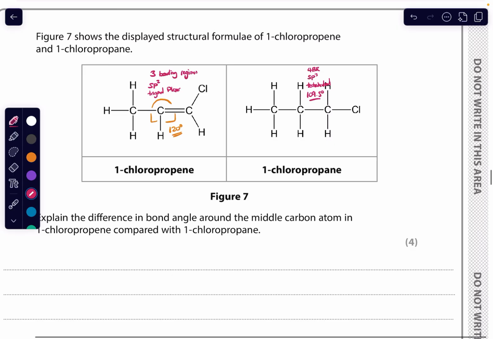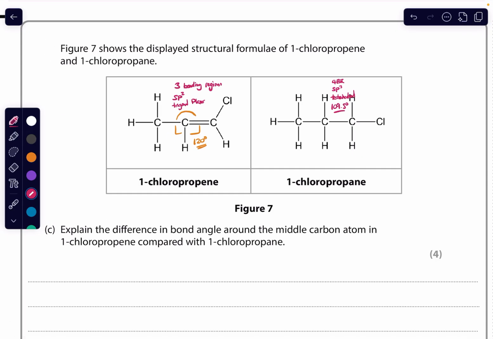It wants you to explain the difference in the bond angle, not describe it, which is why the question is so difficult. It wants you to explain why one of them is 120 degrees and the other one is 109.5 degrees. One of the explanations that you should all be getting is that it's got 3 bonding regions, so therefore it's 120 degrees, and the other one's got 4 bonding regions, and therefore 109.5 degrees. Many of us picked up those 2 marks.